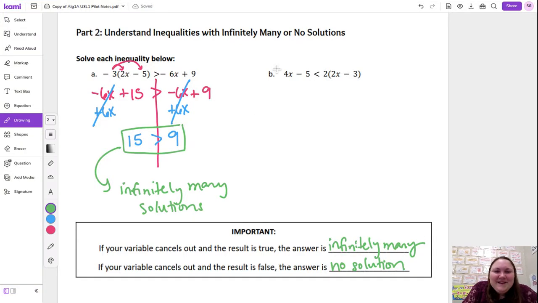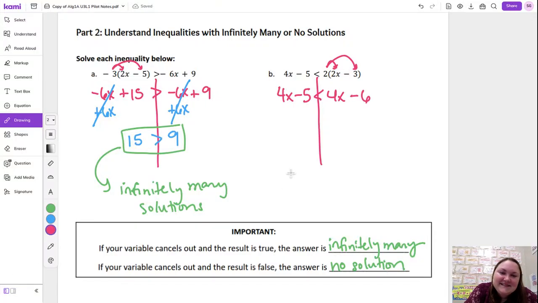In B, it's going to be a little similar where we have a unique situation. Go ahead, pause this video and try B. B is going to start out really similarly where we want to start by simplifying, this time on the right side. So I copy 4x minus 5, and when I distribute, I get 4x minus 6.